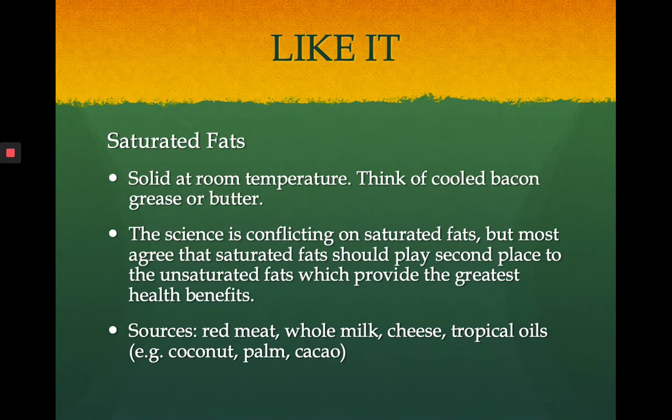The next category is the like it, the saturated fats. Now, just because I call this the like it category doesn't mean you can't love it. It just has to do with how often that you might have it in your diet. So the saturated fats are solid at room temperature. Think of cooled bacon grease or butter. The science is conflicting on saturated fats, but most agree that saturated fats should place second place to the unsaturated fats, which provide the greatest health benefits. So sources of this would be red meat, whole milk, cheese, tropical oils like coconut, palm, and cacao.